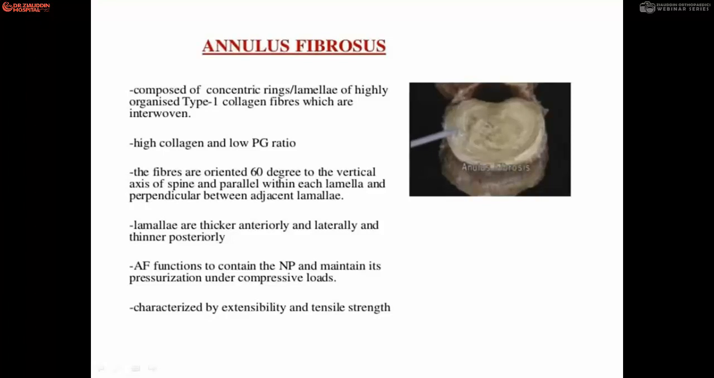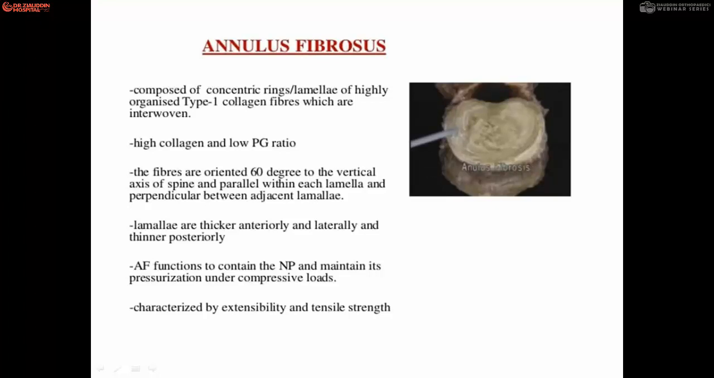The annulus fibrosus is made up mainly of type 1 collagen. It has a high collagen to low proteoglycan ratio. The fibers at the periphery are oriented 60 degrees to the vertical axis of the spine and parallel within each lamina, and perpendicular between edges. They are designed to withstand the different forces during the loading mechanism.